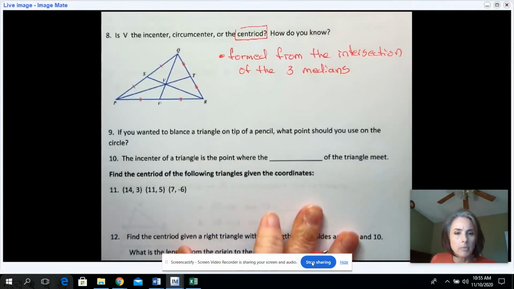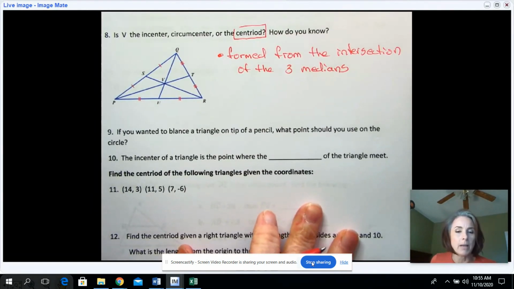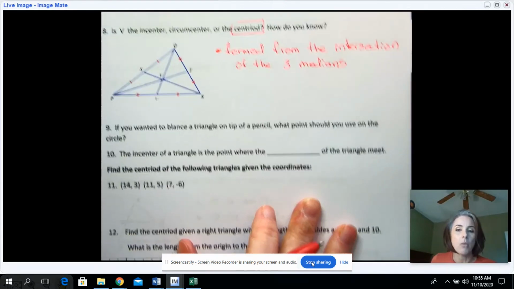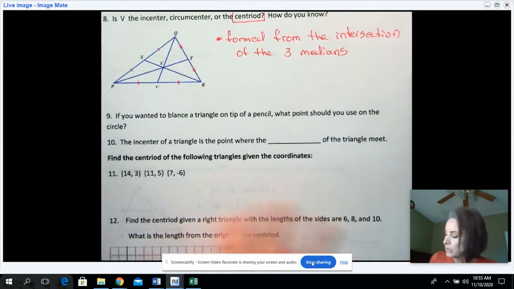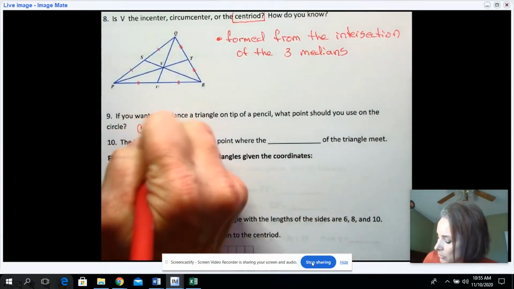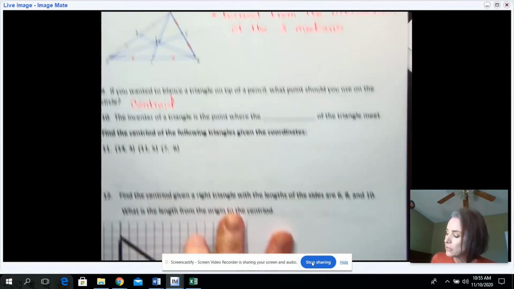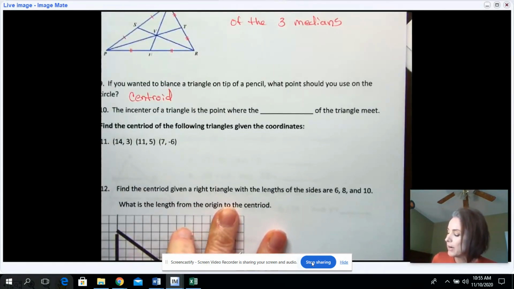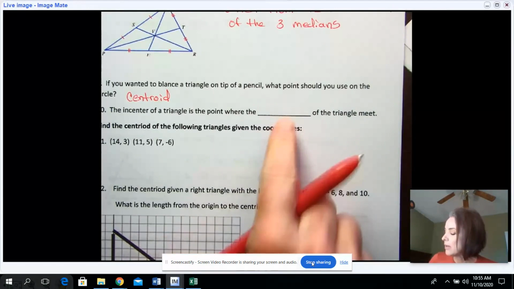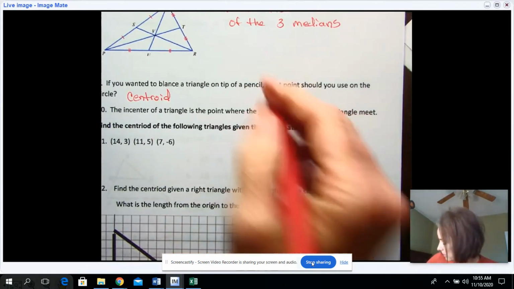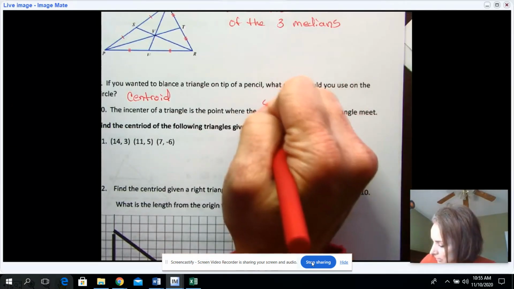If you wanted to balance a triangle on the tip of a pencil, what point should you use on the circle? And again, it would be the centroid. The incenter of a triangle is a point where the angle bisectors of the triangle meet. So this should be the angle bisectors.